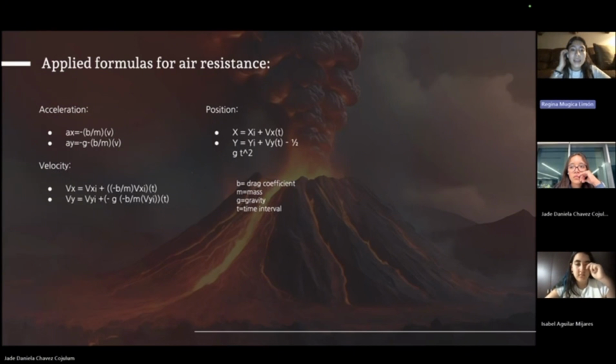Imagine a piece of rock flying out of a volcano. At first, it moves fast, but as it goes higher, air pushes against it. That's air resistance. These formulas help us predict how far and how fast that rock will go before falling to the ground.